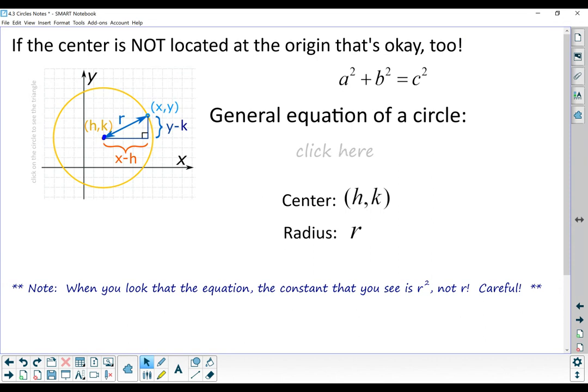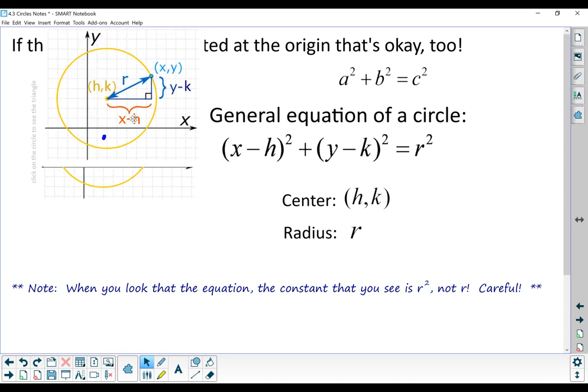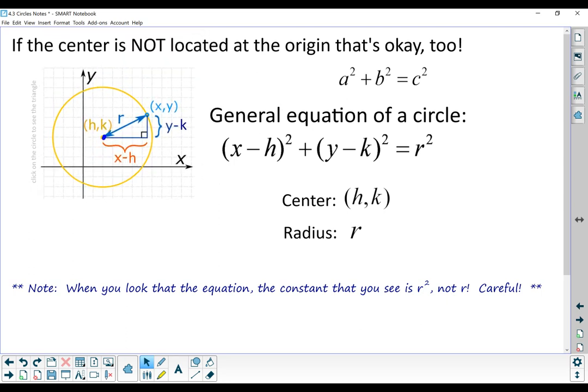So the general equation of a circle that's not necessarily centered at the origin looks like this. Again, it's based on the Pythagorean theorem and the side lengths of the triangle, but it gives us the equation for all of those points all around the edge. Okay, so x minus h squared plus y minus k squared is equal to r squared.